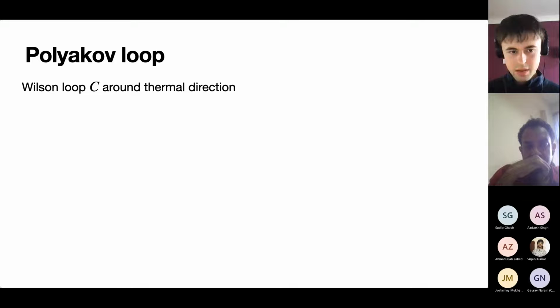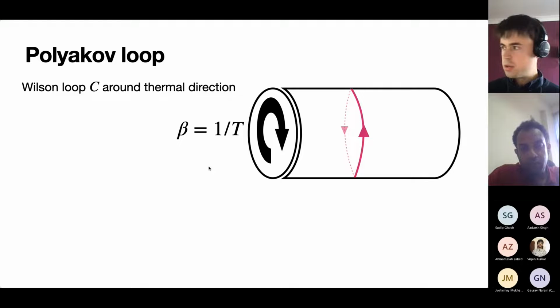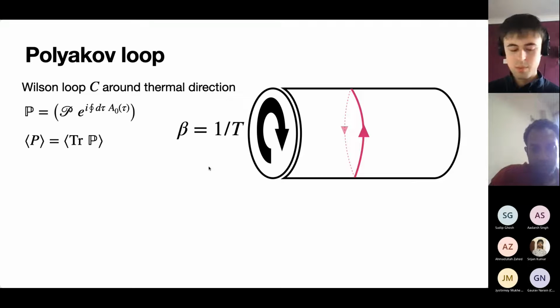The third basic concept is the Polyakov loop. So this is actually just a special Wilson loop, but it's so crucial to the story of confinement that it deserves its own name. It's just the Wilson loop taken over the temperature direction, and we use the same Wilson loop definition here.